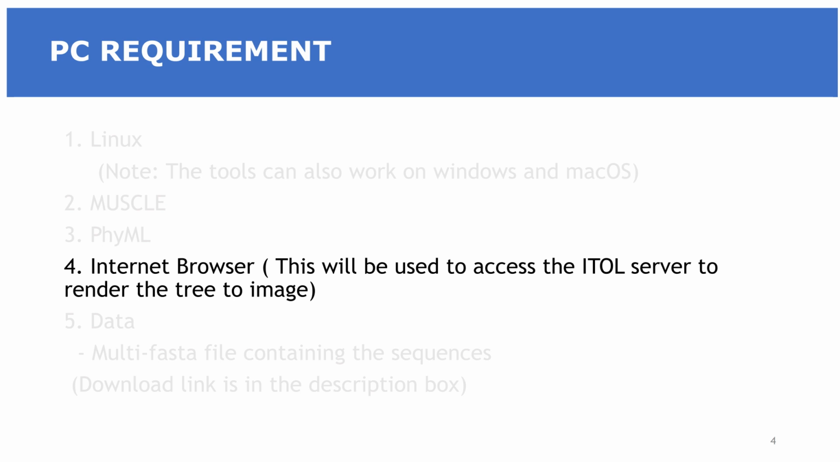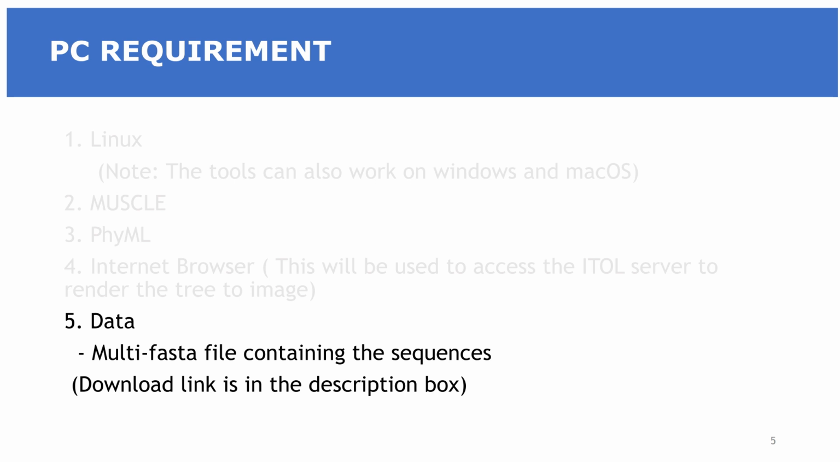You also need to have an internet browser. This will be used to access the iTOL server and render the tree to an image. You also need to have the data. This is a multi-FASTA file that contains sequences from which the tree will be generated. Now that you are set, let's begin the analysis.